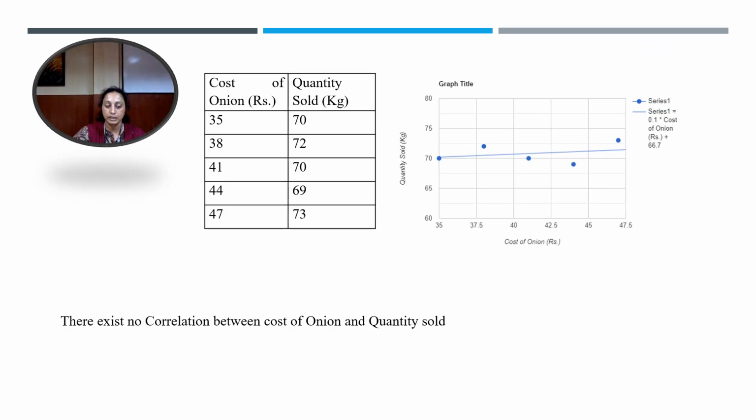Let me take up another example. In this table, we have cost of onion and the quantity sold. The same points can be represented through the graph, and we observe that in this scatter diagram there is no increasing trend and there is no declining trend. So hence we say that there exists no correlation between cost of onion and the quantity sold.